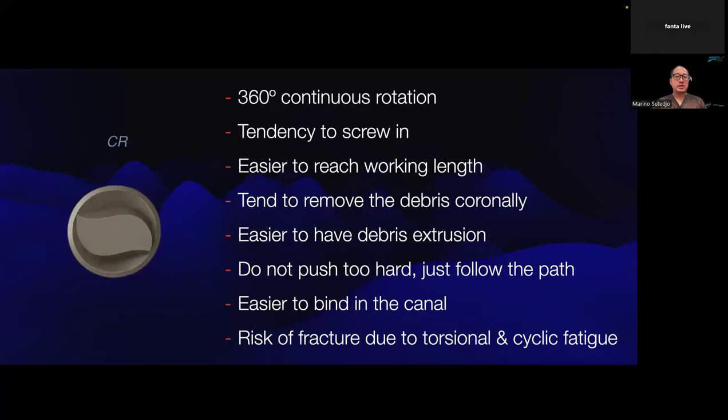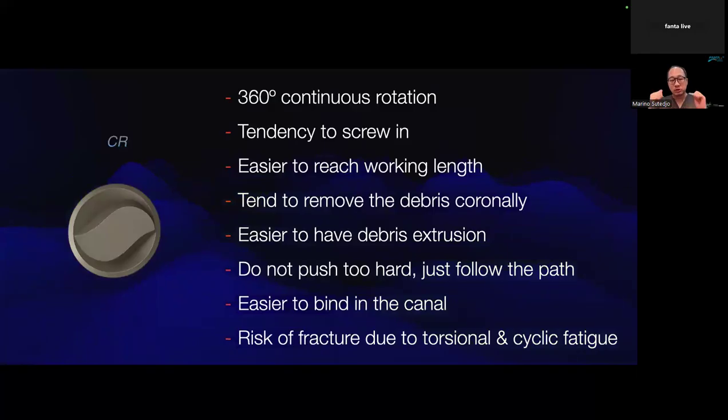So what is actually the characteristic of continuous rotation? It is a 360 degrees rotation. And you know, if it is 360 degrees, it means you have a tendency to have a screw-in effect. But at the same time, it is easier to reach the working length because it goes deeper by itself. We don't need to push that hard. We just need to give a little push and let the file just follow the path. And it's easier for them to extrude the debris coronally because they are going in an apical direction by itself. But at the same time, they also have a higher risk of fracture because it's very easy for them to have torsional fatigue and also cyclic fatigue.